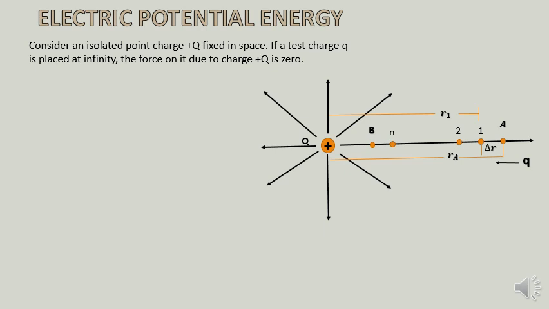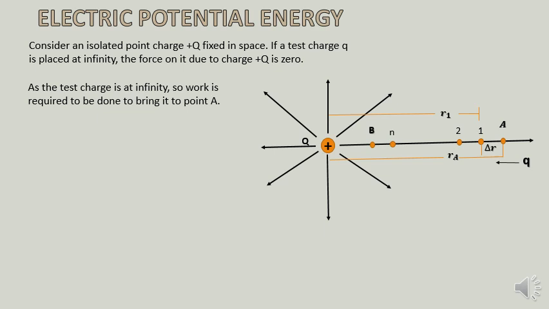When it comes to point A, it experiences a force because it is now inside the electric field. From A to B we divide the whole distance into small paths, which are known as delta R: delta R1, R2, R3, R4 up to Rn, and then the point Rb where we have to calculate the electric potential energy.